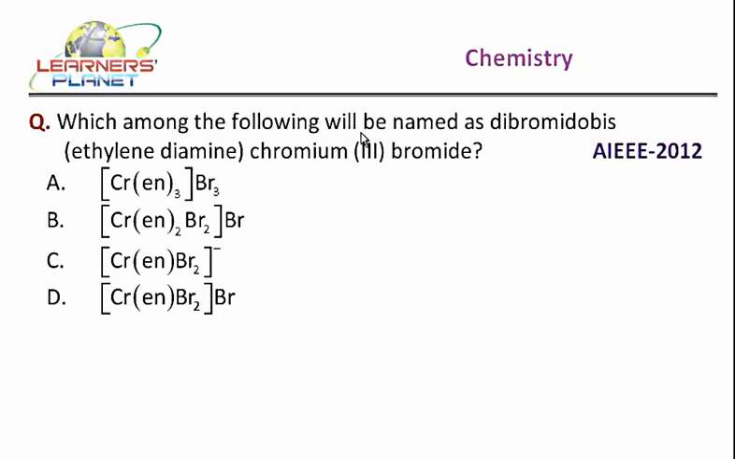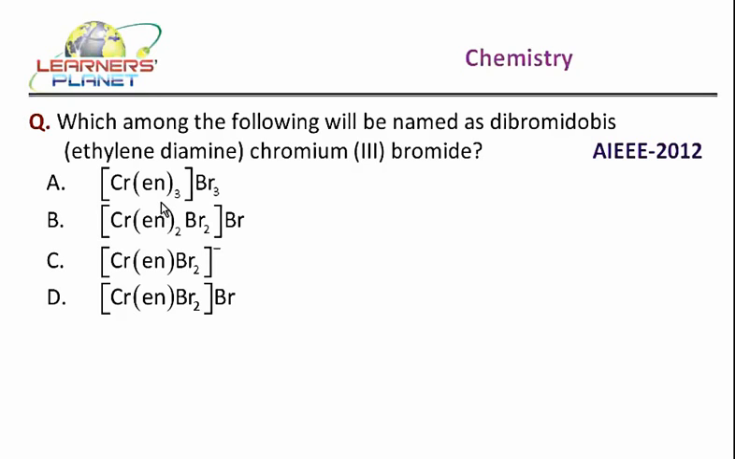Which among the following will be named as dibromido-bis ethylene diamine chromium 3 bromide? Now the name suggests that there are two atoms of bromine, two molecules of ethylene diamine, chromium in oxidation state 3, and then bromine is again outside the complex.